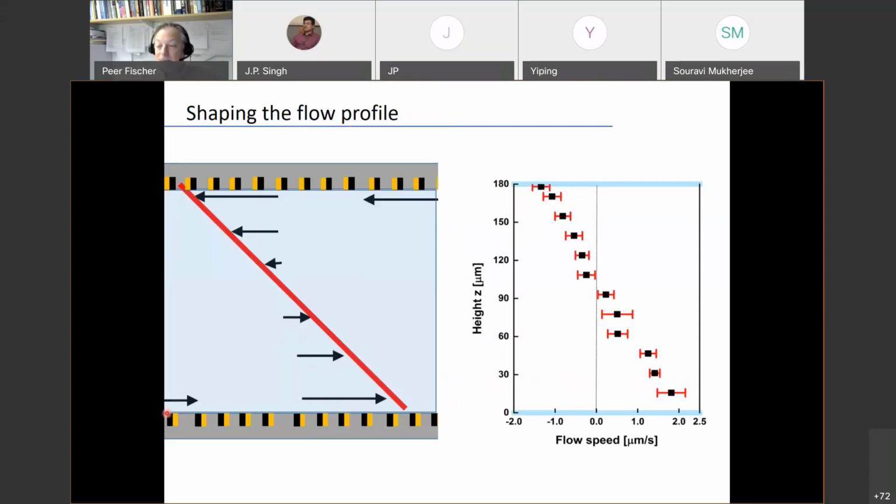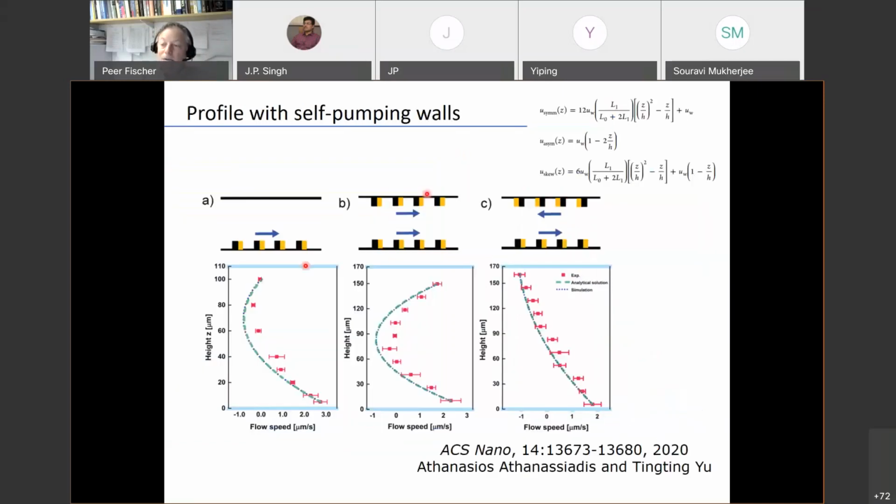For instance, if the bottom surface here is one where we get flow to the right, and the top surface is one where we get flow to the left, then we should get a flow profile which is linear and tilted. And indeed, that is what we observe. This is the bottom wall in our microfluidic, this is the floor, and this is the top surface, the ceiling, and here is the microfluidic channel, and we can see we go from a parabolic Poiseuille flow profile to a linear one.